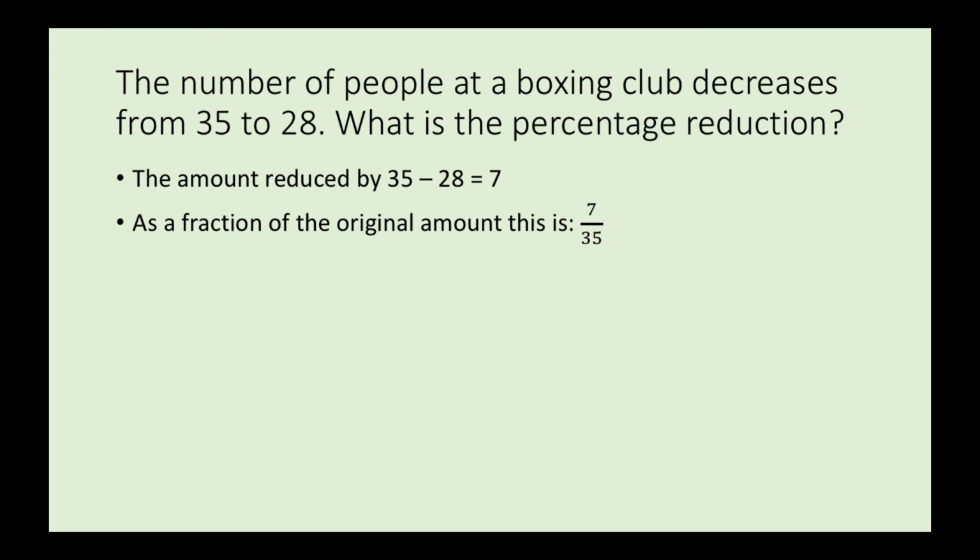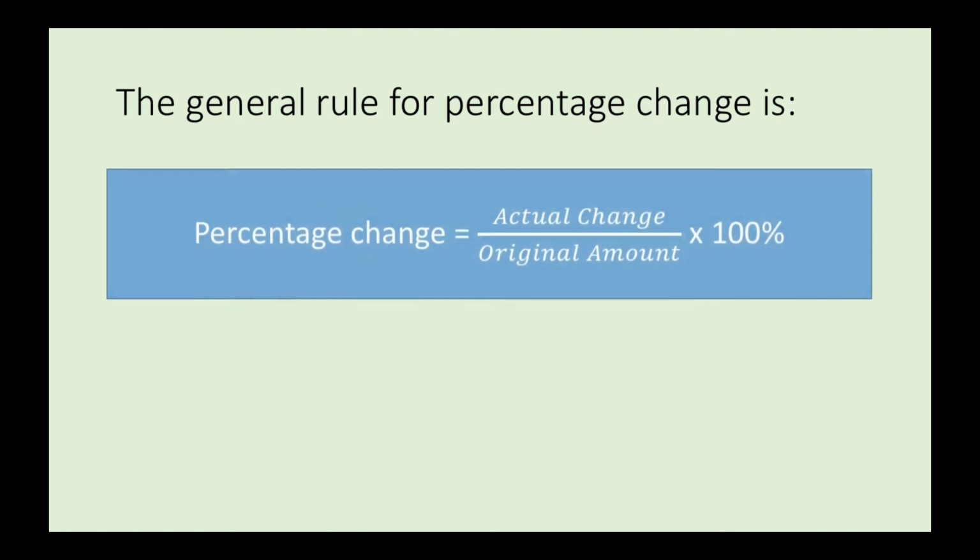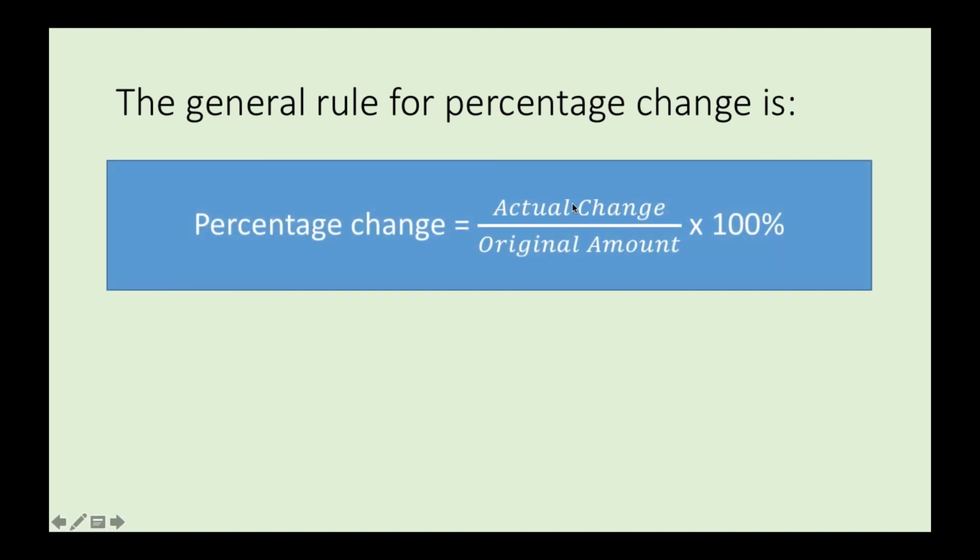So it's 7 over 35. So don't use the new amount. It's always the original. 7 divided by 35 is 0.2. If we times that by 100, it gives us 20% as our percentage. So the general rule for percentage change is the actual change over the original amount, times by 100. That's the rule you've got to remember for percentage change.